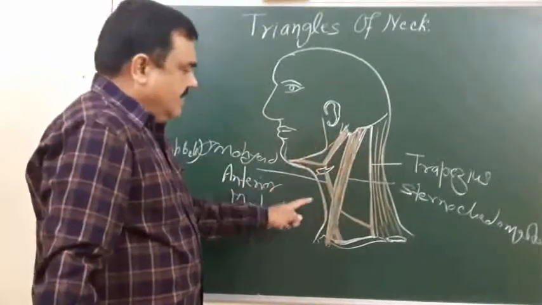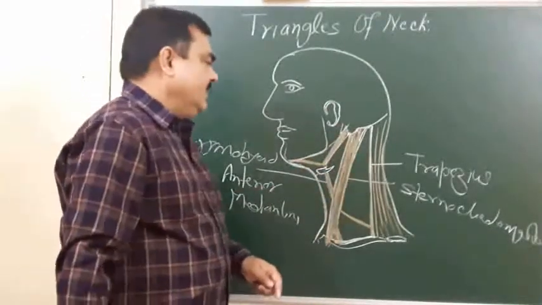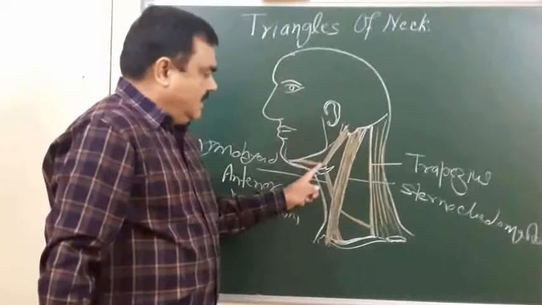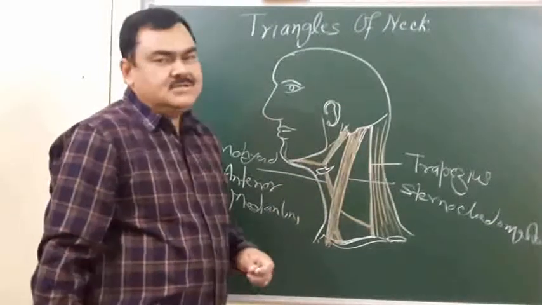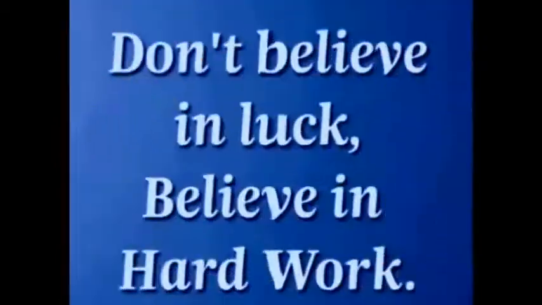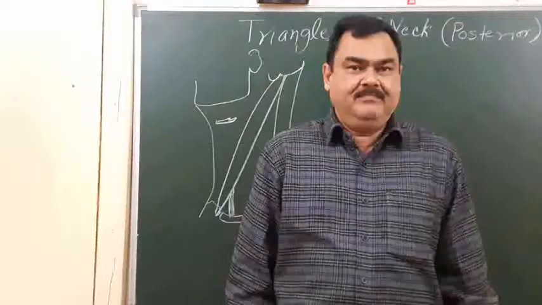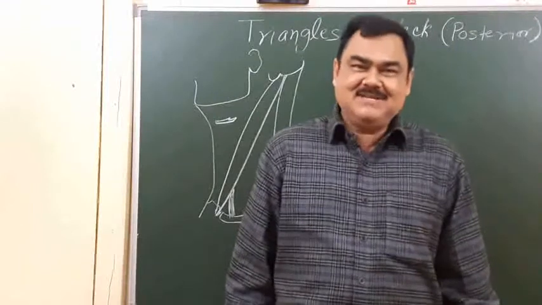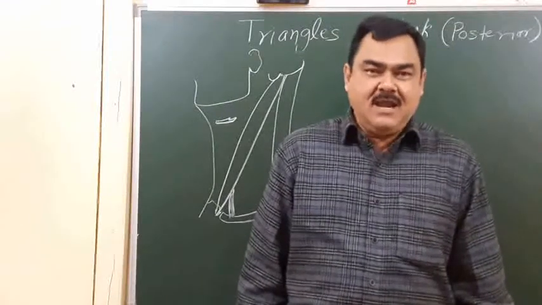So there are several triangles formed on the lateral side of the neck. So we will discuss one. Now we will discuss the posterior triangle of the neck.